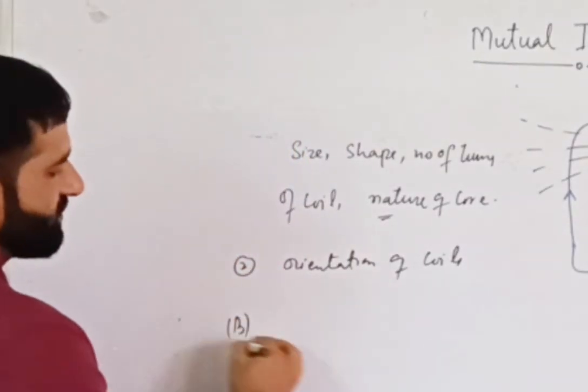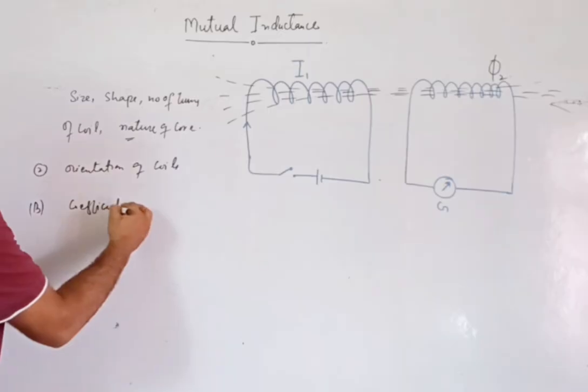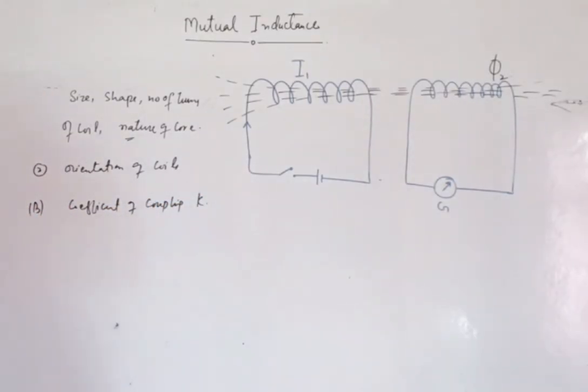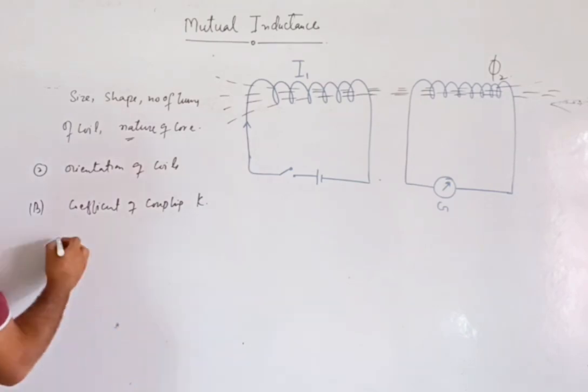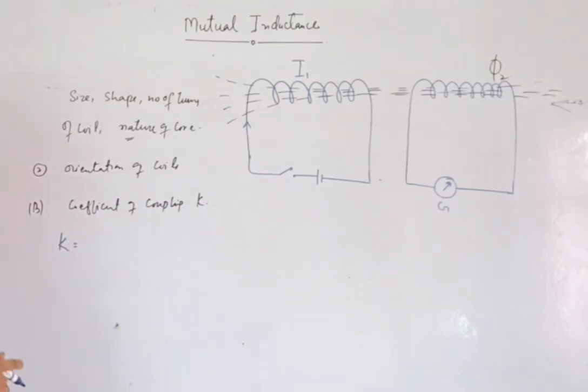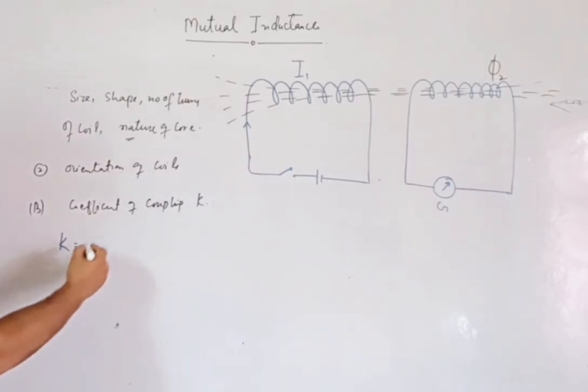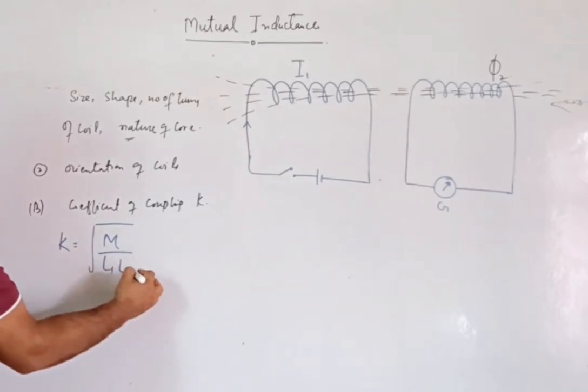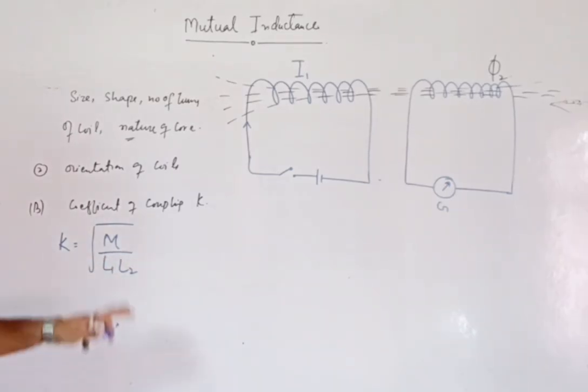Let us discuss the coefficient of coupling. The coefficient of coupling is called K. The coefficient of coupling gives us the amount of coupling of the magnetic flux produced by one coil with another coil. K is equal to M, the coefficient of mutual inductance, divided by the root of L1 L2. L1 is the coefficient of self-inductance of one coil and L2 is the coefficient of self-inductance of the second coil.